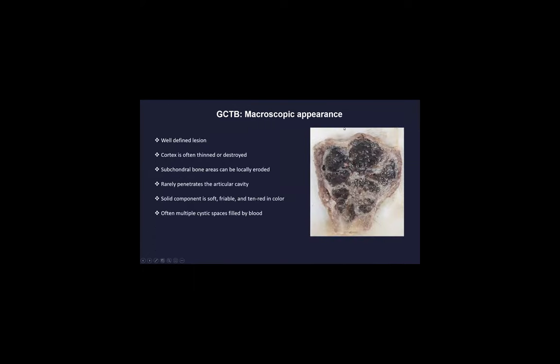So this is a very nice gross image of a giant cell tumor of bone. You can see that the cortex looks kind of thinned and maybe focally destroyed. And you can see that the tumor is this friable red, brown, tan color, and there are multiple cystic spaces that are filled with blood.